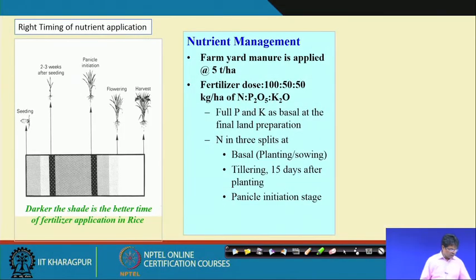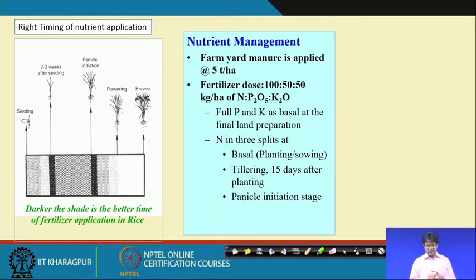So, in a general recommendation to farmers, especially for the rice crop, you apply farmyard manure at 5 tons per hectare, and the fertilizer recommendation for transplanted rice is 150 kg N, P2O5 per hectare. Usually phosphorus and potash are used as a basal at the time of sowing or transplanting of the crop, because at that time it is very easy to incorporate them better in the soil. So, they can be mixed well in the soil during land preparation or the final puddling time.